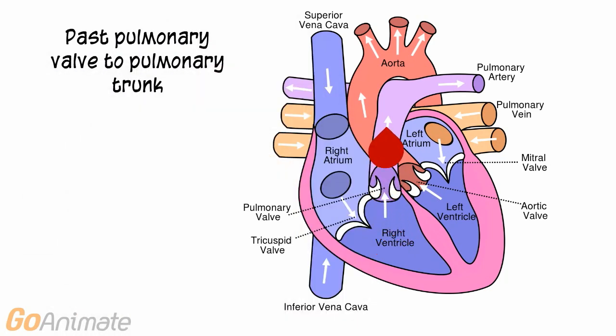Blood is then pumped out of the right ventricle into another vessel called the pulmonary trunk and past a valve called the pulmonary valve, one of 2 semilunar valves. This one-way valve keeps the blood flowing toward the lungs.